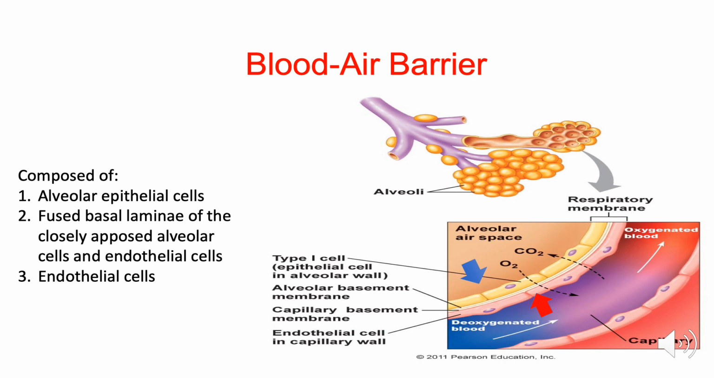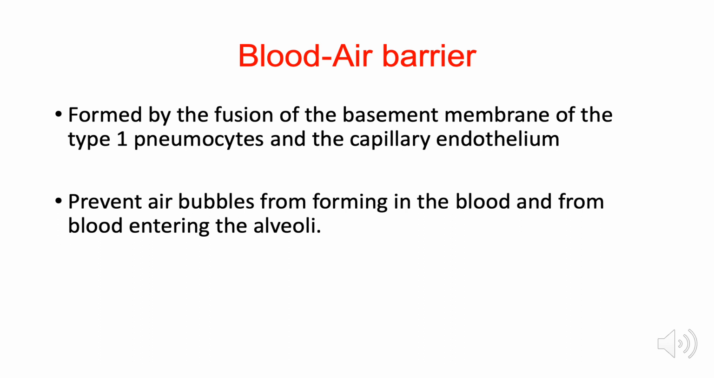Number 2, the fused basement membranes of the type 1 alveolar cells and the endothelial cells. And number 3, the endothelial cells. The blood-air barrier is formed by the type 1 alveolar cells, the fusion of the basement membranes of the type 1 alveolar cells and the endothelial cells, and the endothelial cells of the capillaries or blood vessel. And the main purpose of this blood-air barrier is to prevent the entry of air into the blood circulation as well as the leakage of blood into the alveolar space or air space.